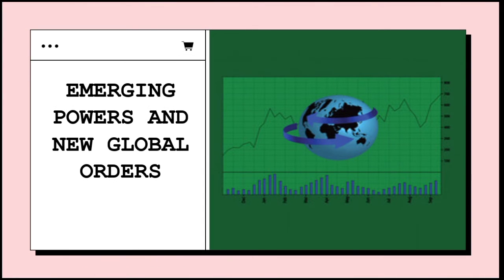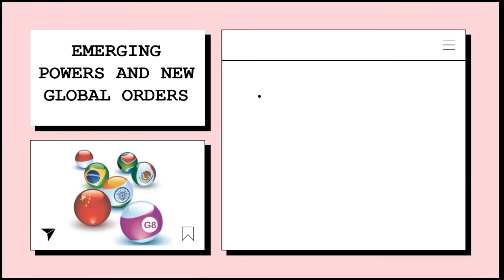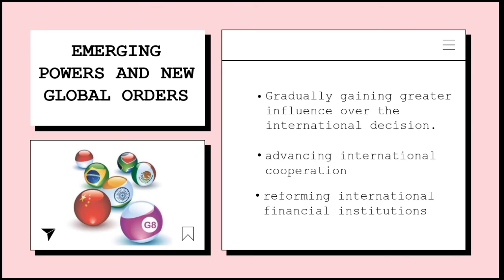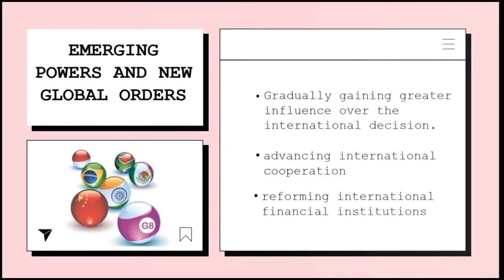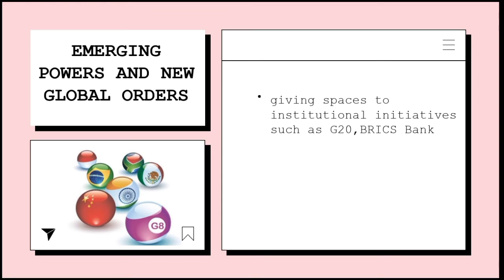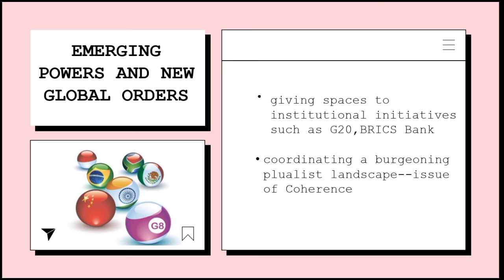We have here the opportunities and challenges, emerging powers, and the new global orders. First, gradually gaining greater influence over international decisions. Second, advancing international cooperation. Third, reforming international financial institutions. Fourth, giving space to institutional initiatives such as the G20 and the BRICS Bank.